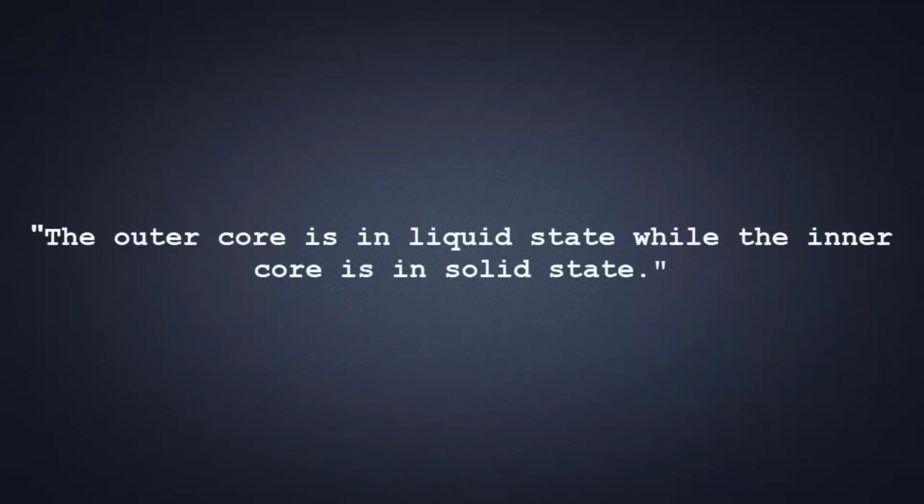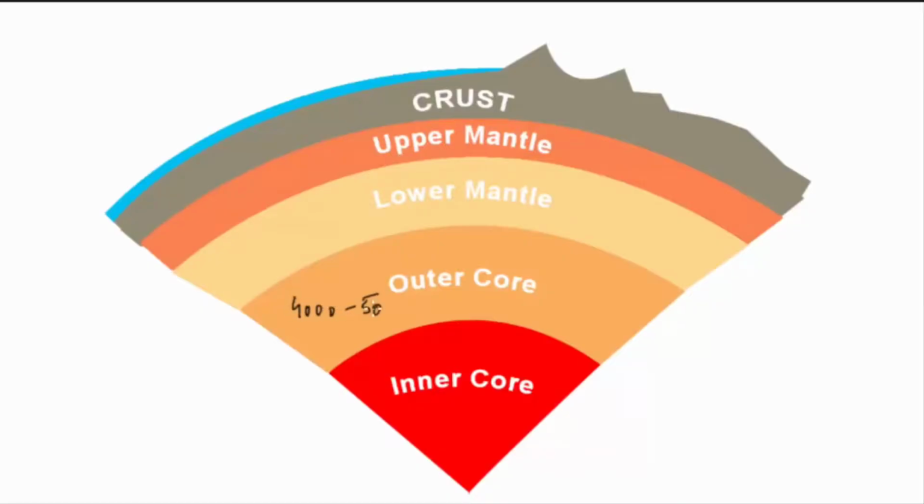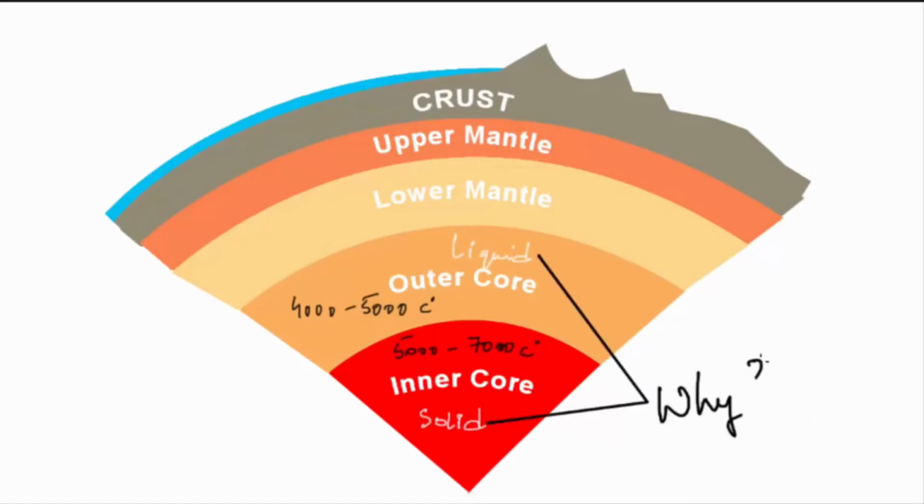Before we start, I want you to watch and hear this question carefully. The outer core is in liquid state while the inner core is in solid state. Why? I mean, the inner core is hotter than the outer core, but the inner core is solid and the outer core is a liquid. Why? Why is it like that?